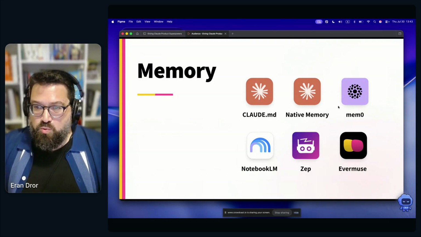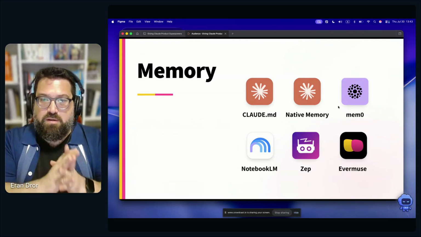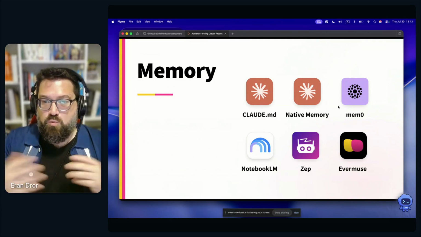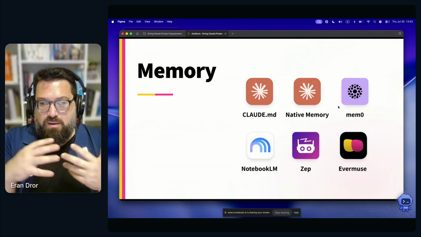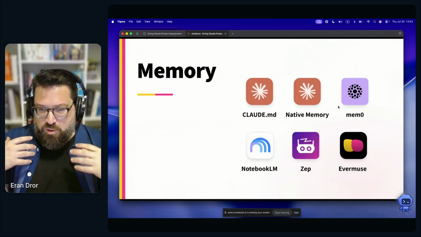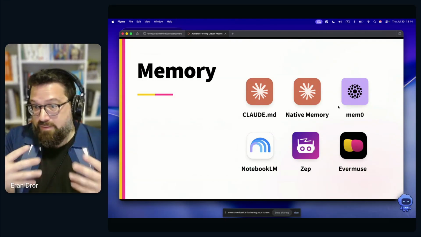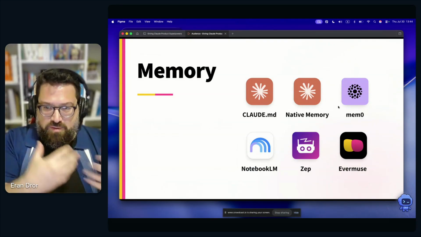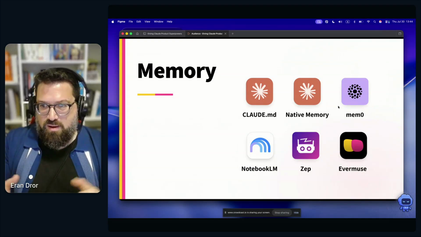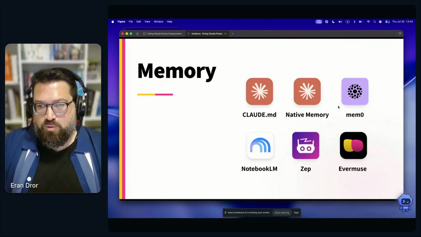Zep and Mem0 are two memory-specific platforms for agents. So you plug them into your Claude, and it gives Claude memory, including associative memory, to the task that it's working on. So it's working on something, and it just remembers the relevant pieces that are coming from this memory store.